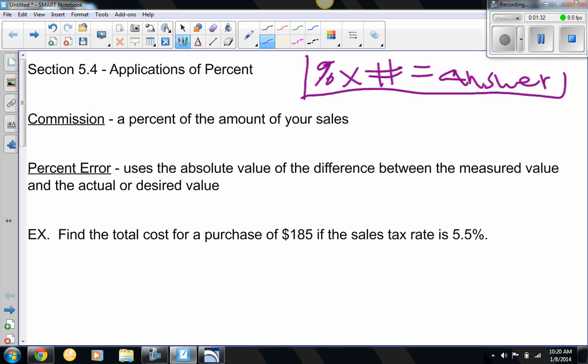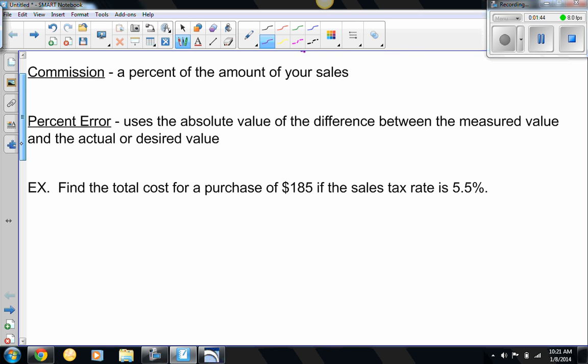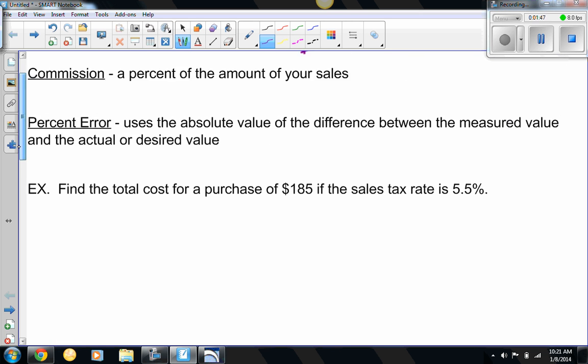So we're also going to do percent error, which I'm actually going to get to towards the end of the assignment. I think I'll just wait to go over that until I get there. We're going to go ahead and do a sales tax problem first. So this one right here.